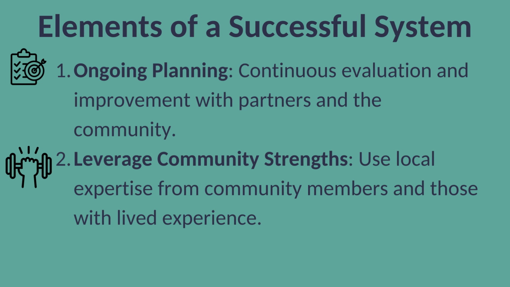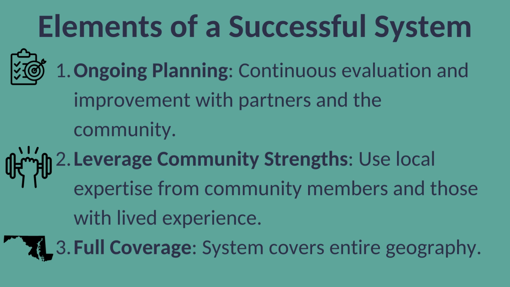The last element that we'll be talking about today is full coverage. That means that people throughout the geographic area have the same ability to connect within the system. In large geographically diverse COCs like the Maryland Balance of State, the COC may use several different coordinated entry processes for each local homeless coalition, or LHC. But there should be no neighborhood or area or region within the continuum of care that is not covered by the continuum of care and where clients cannot access the services that they need.